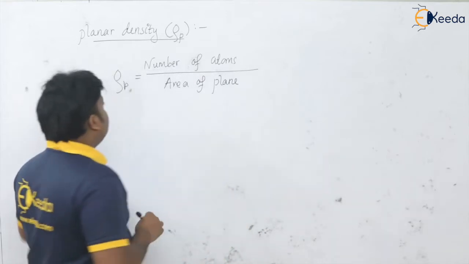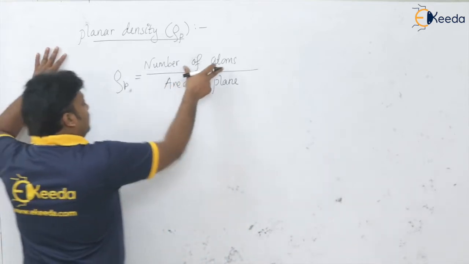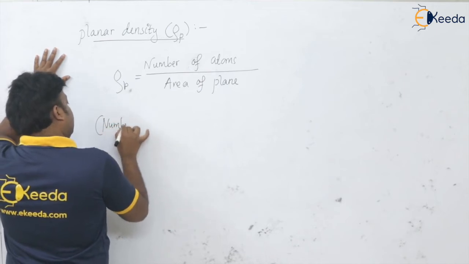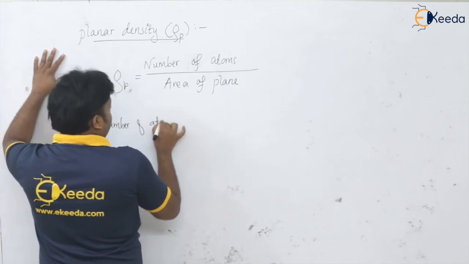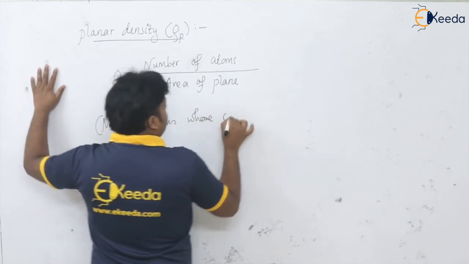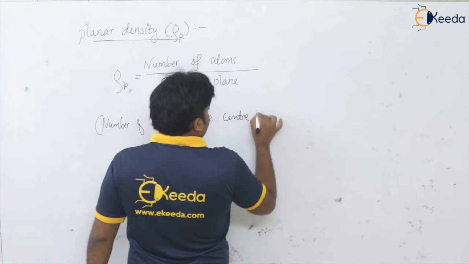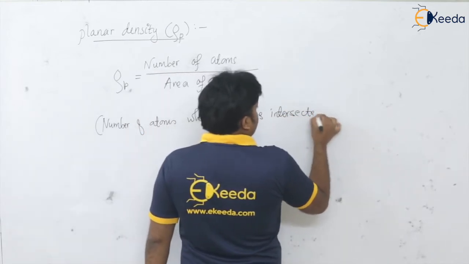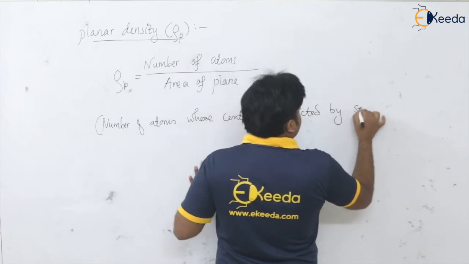Please remember here, the number of atoms, which ones? The number of atoms whose center is intersected by the selected plane.